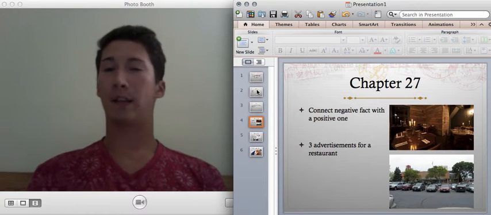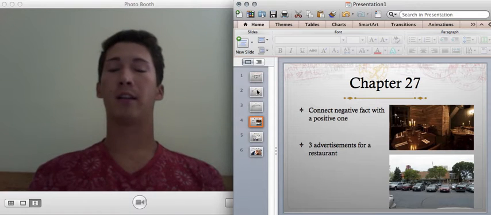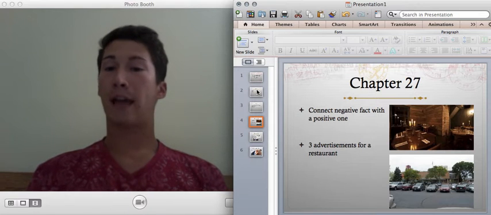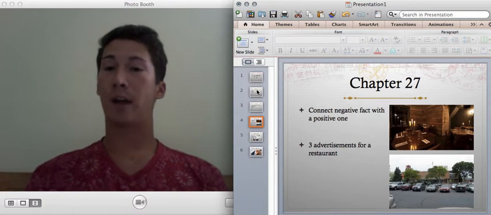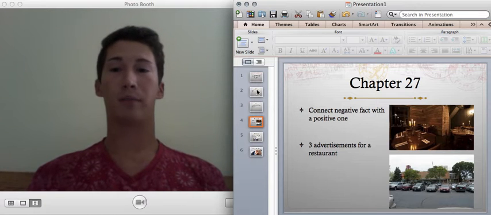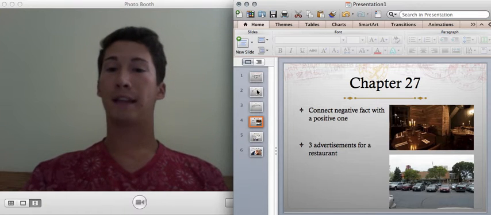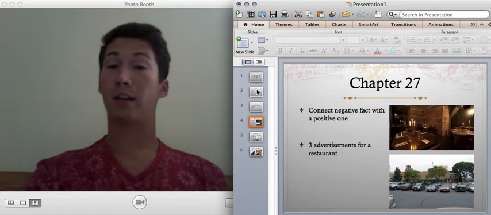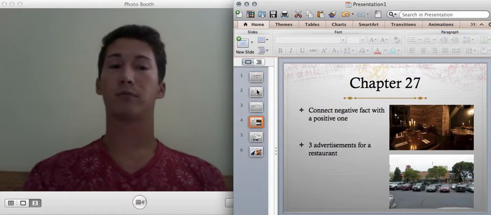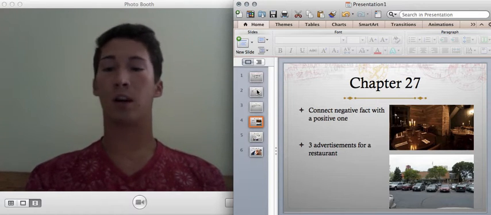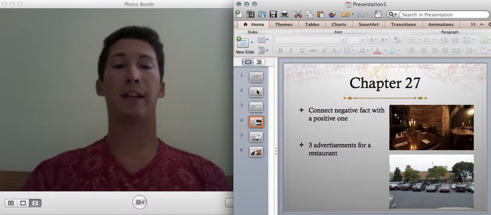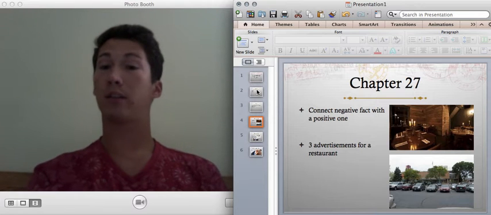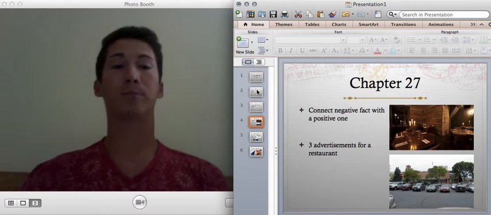They gave an example to make it a little easier to understand. There were three ads for a restaurant. The first displayed the cozy environment of the restaurant, so that's the positive fact. The second displayed a parking issue, so they have a small parking lot, or there weren't enough spaces for all the customers. And then the third had both of those displayed in the advertisement.